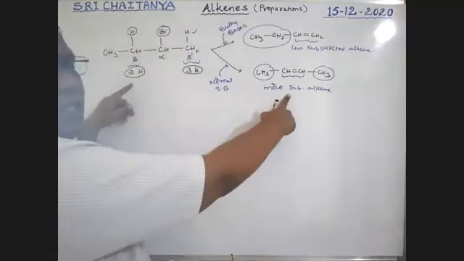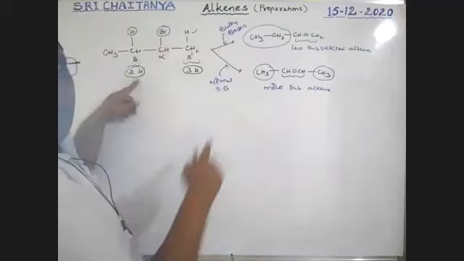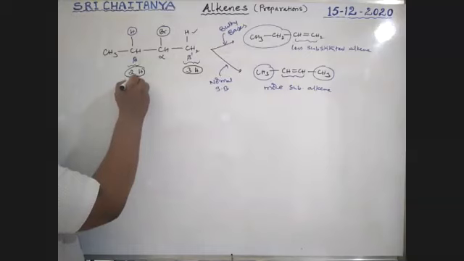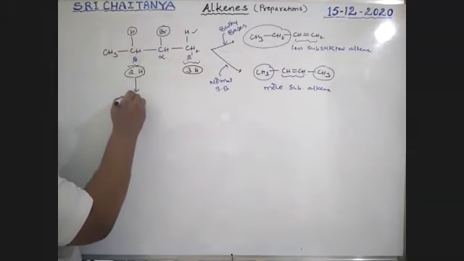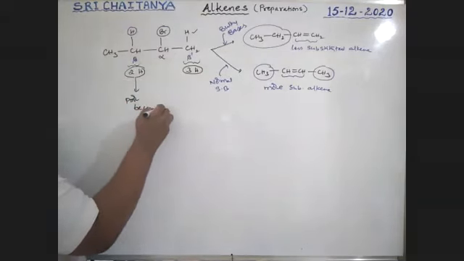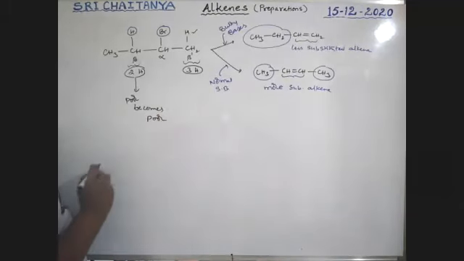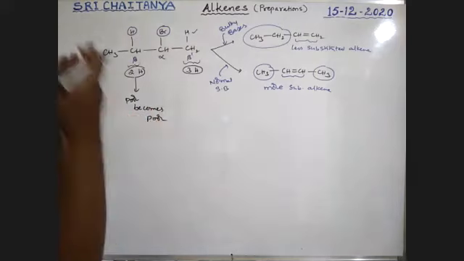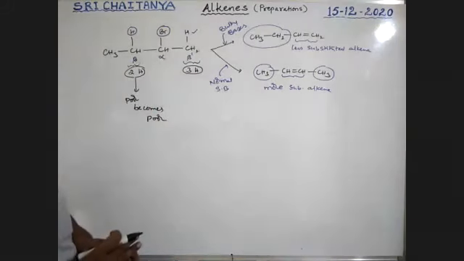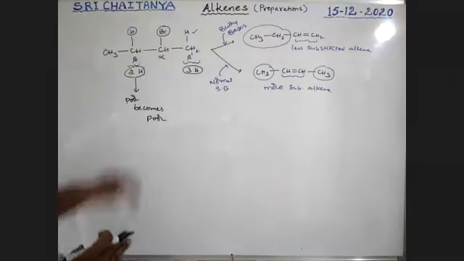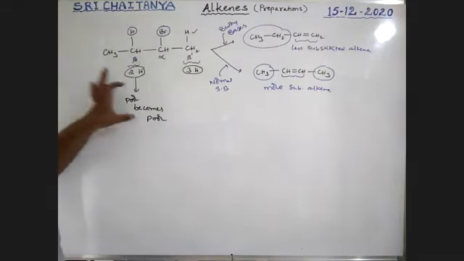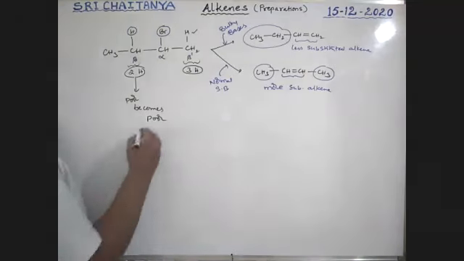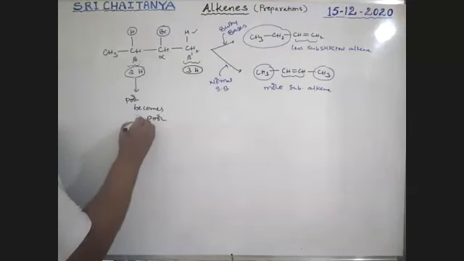If this is the product, that means hydrogen is eliminated from the carbon with fewer beta hydrogens. That is, poor becomes poorer. Poor becomes poorer means that carbon already has fewer hydrogens, and one more hydrogen is eliminated from that end. That is nothing but poor becomes poorer. This is observed by Saytzeff. Therefore, this is called the Saytzeff rule.